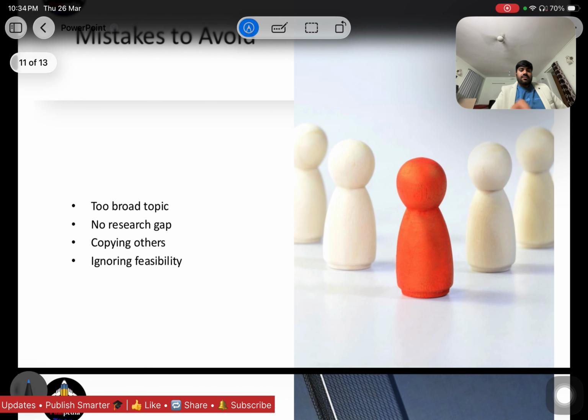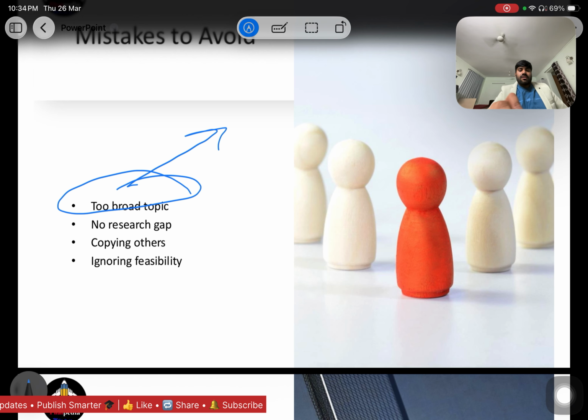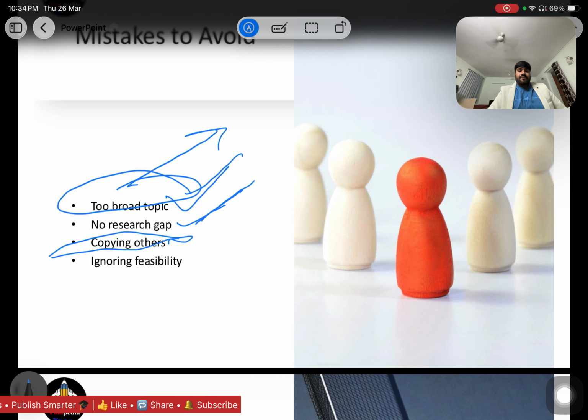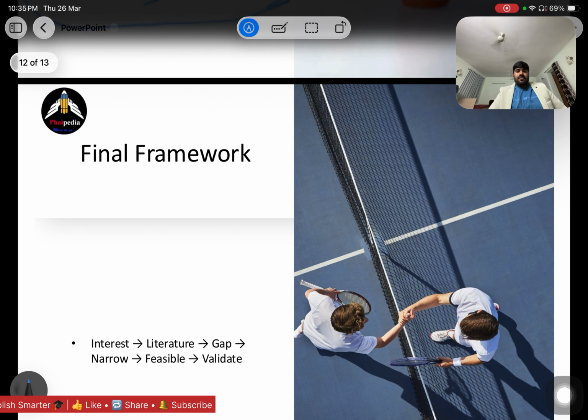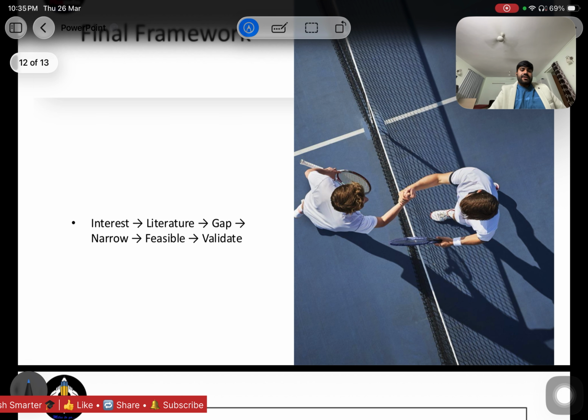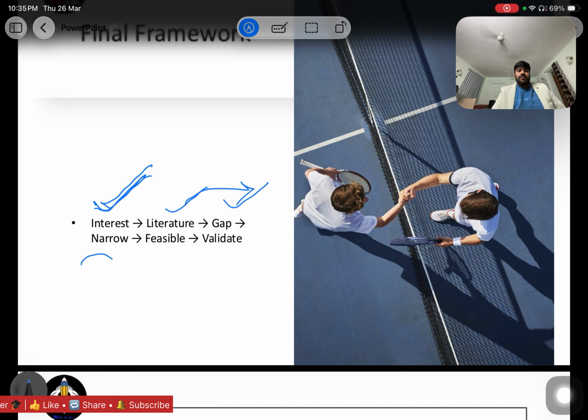Mistakes to avoid: too broad a topic, topics already discussed earlier, no research gap, copying others, ignoring feasibility. So you should keep these points in mind while doing your research. The final framework is basically: interest, what's your interest, which topic you like; then the literature; from the literature you will find the gap; then narrow it down; then feasibility of the data and all; and then validation of that.